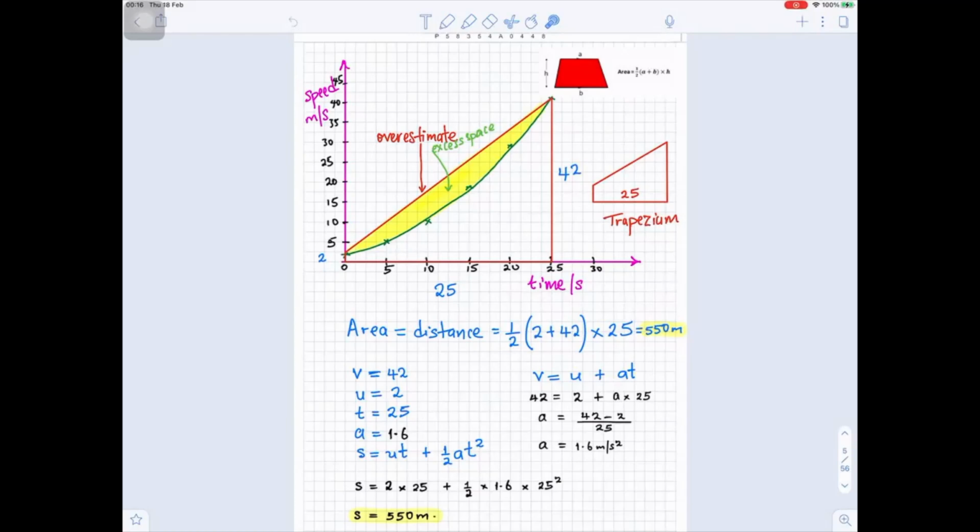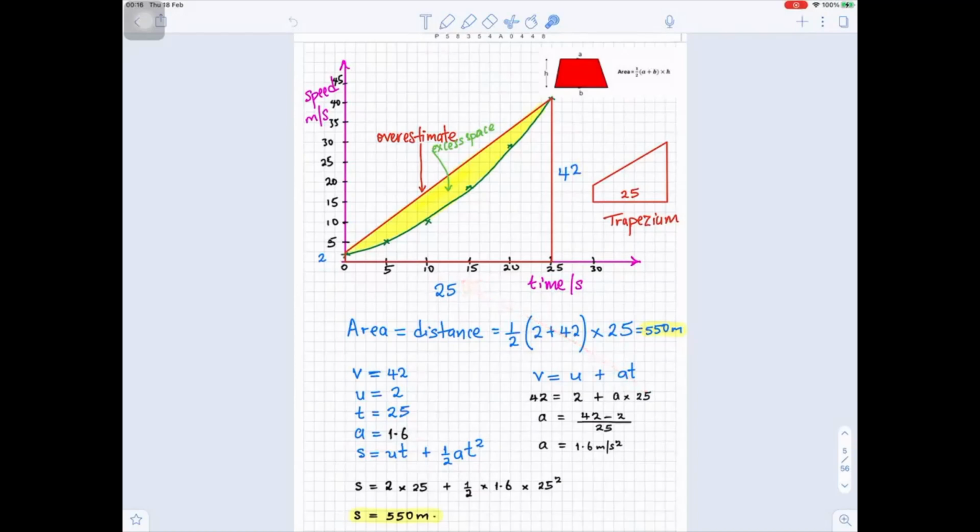That's the distance. Another way to do it, you can use the SUVAT equation. So s is equal to ut plus half at squared. The final speed is 42. Initial speed is 2. The time is 25 seconds. And the acceleration, we get using v equals u plus at. 42 is the final speed, equal to initial speed 2, plus a times t.